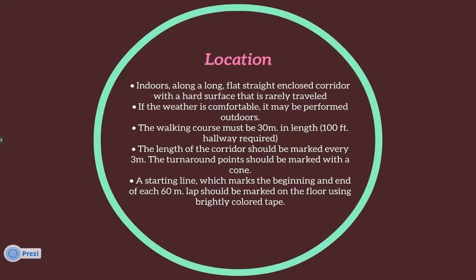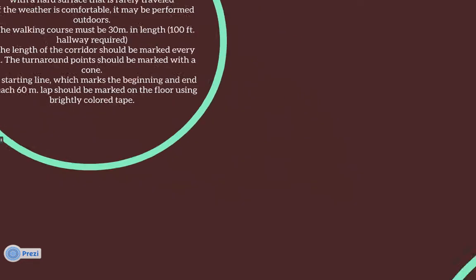Normally, the test is done indoors, but it can be done outdoors as well, with a walking course of 30 meters, and the course is marked every 3 meters. There also will be a turnaround point with a cone. Patients should be wearing comfortable clothing and they are able to use their normal assistive devices.